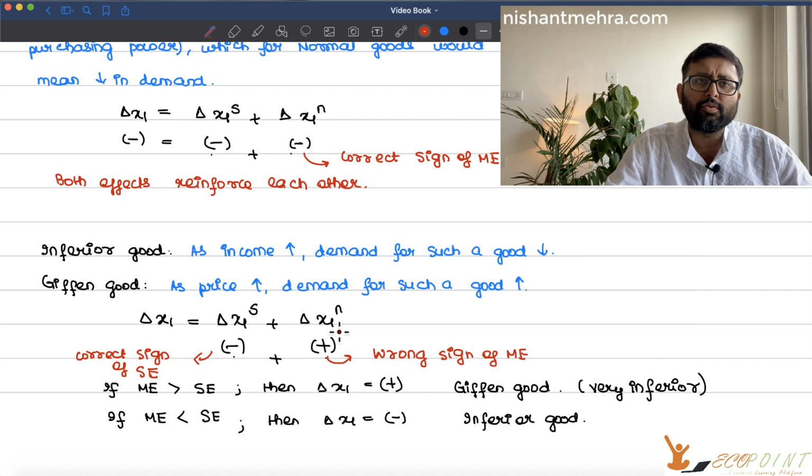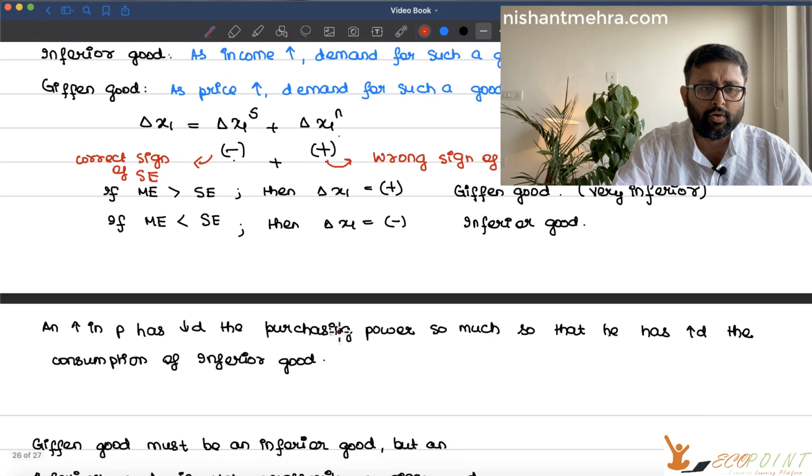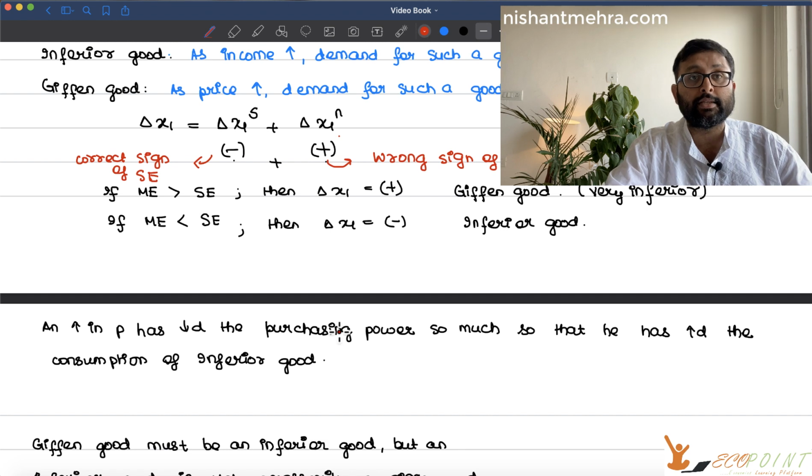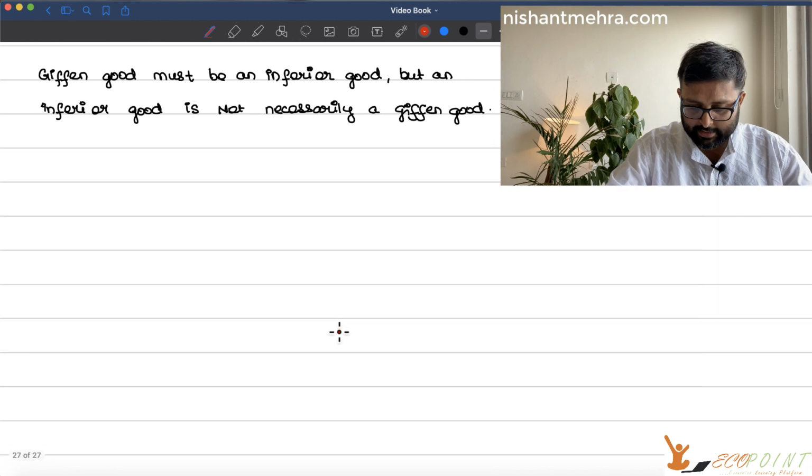In general, for most goods, we don't look at Giffen goods or inferior goods. What is happening here is that the wrong sign of the income effect has to outweigh the correct sign of the substitution effect. Then only will even an inferior good become a Giffen good. That's the idea.